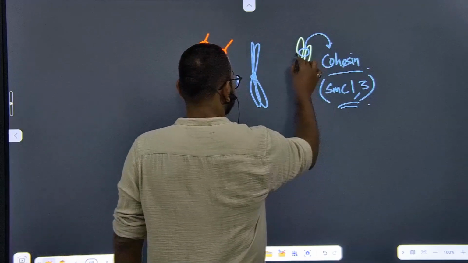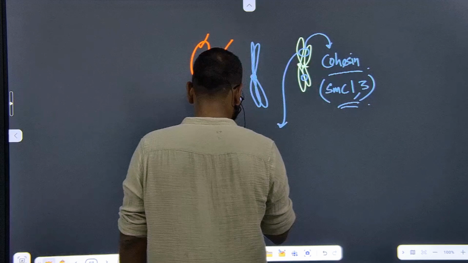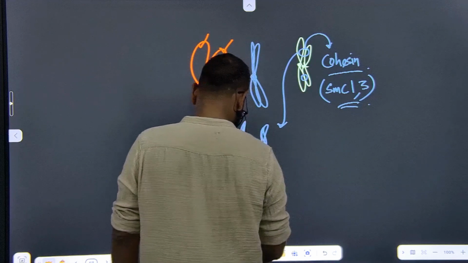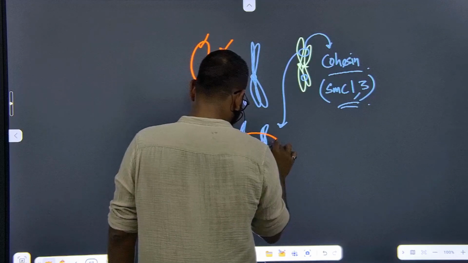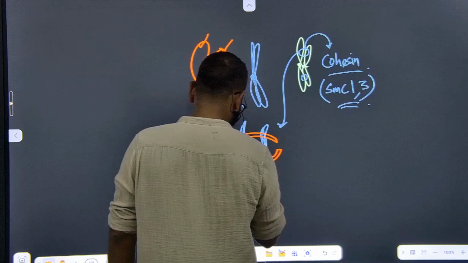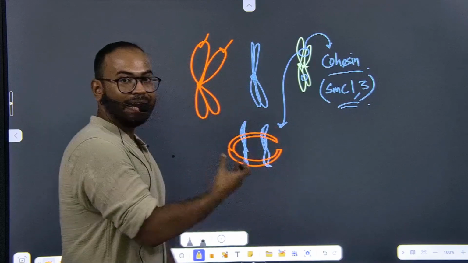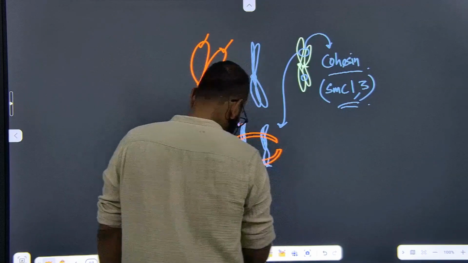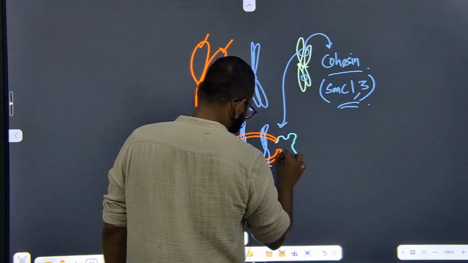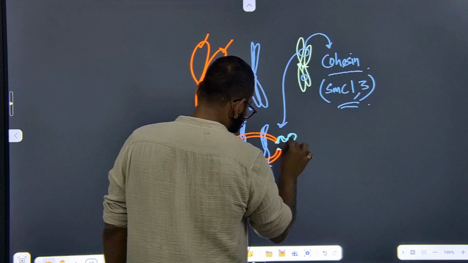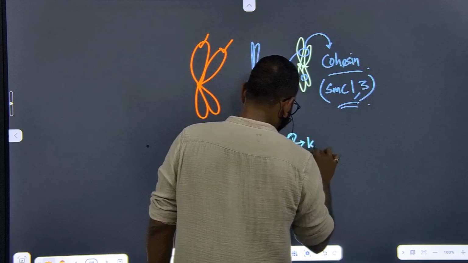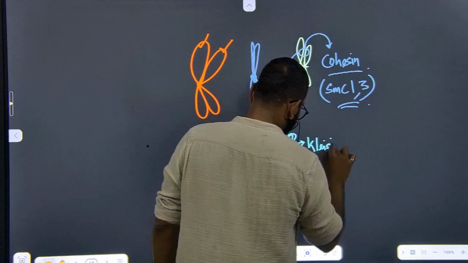Now, the microscopic visual of it. Suppose this is our chromatid. This is our cohesin. This may be our SMC1 and SMC3, and they are tied to each other by means of a unit. This is called Claisin.